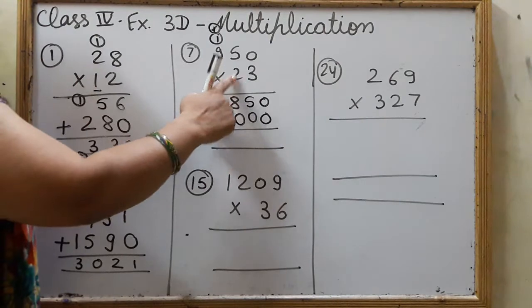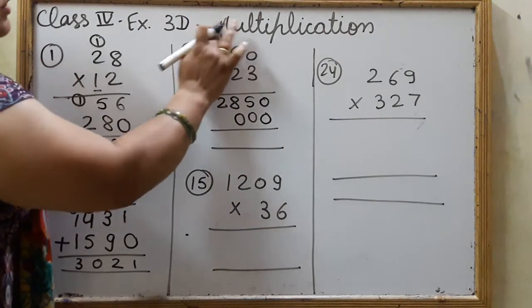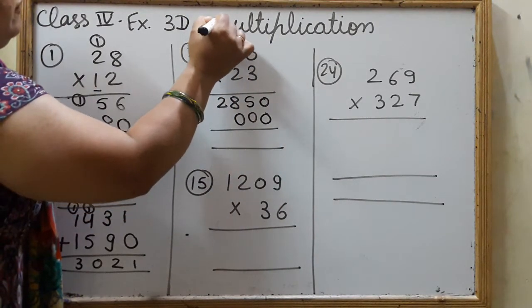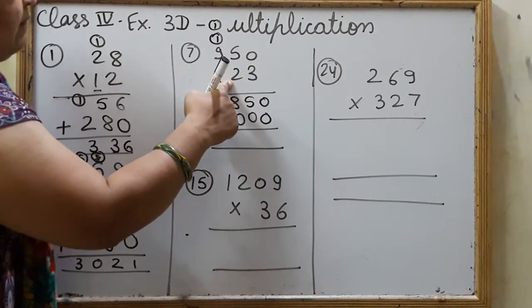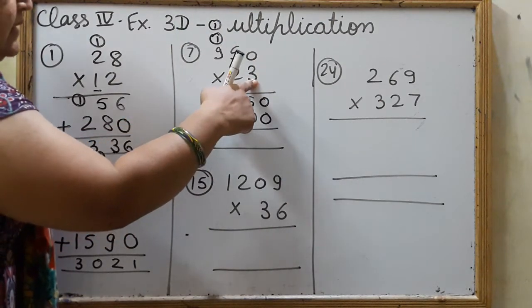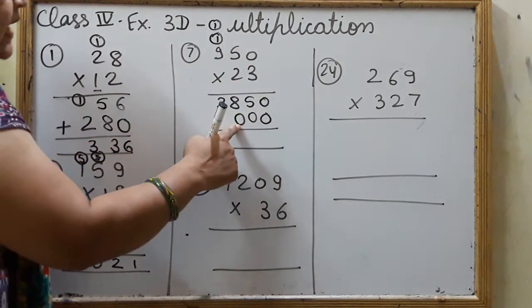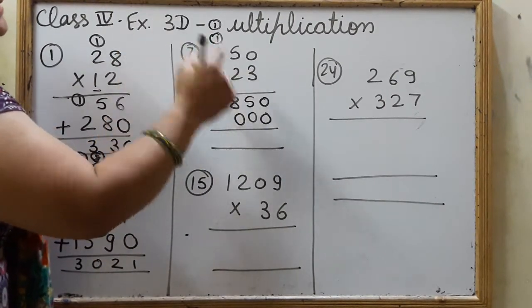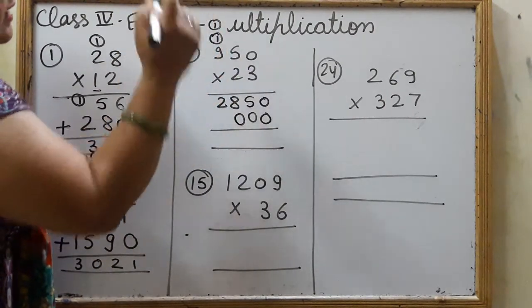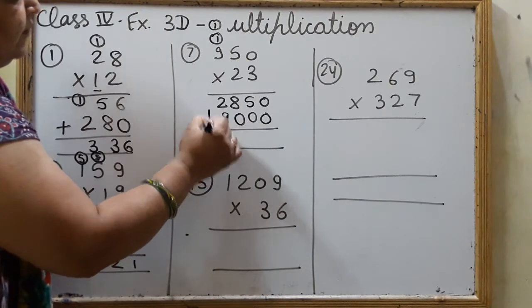Okay, second number's carry we have to write here. So we'll come to know that this carry is for this number and this carry was for this number. Okay, 2 5s are 10 and 1 is carry. Now 2 9s are 18 and 1, 19.